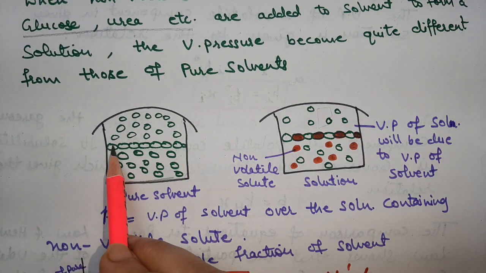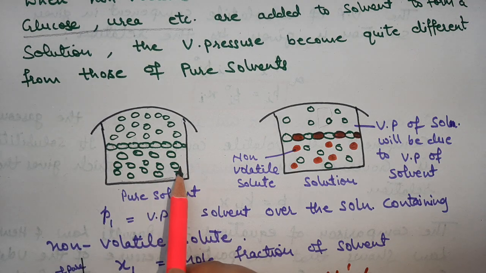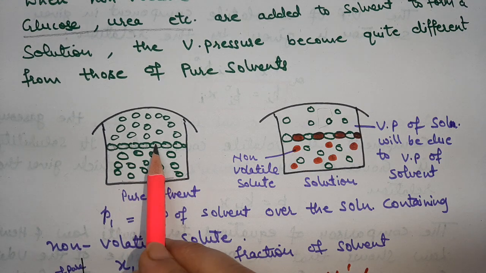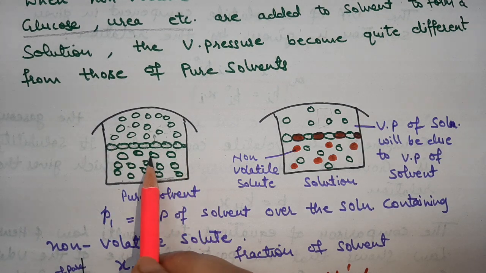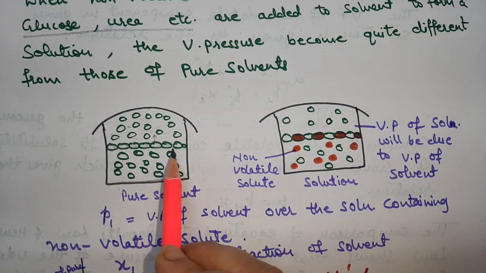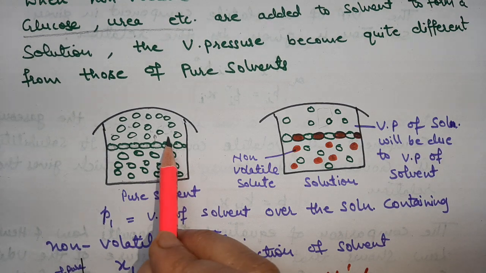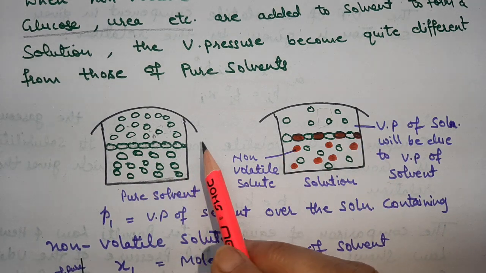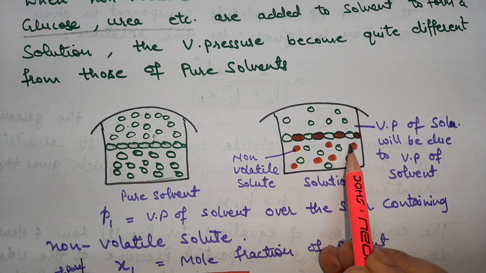You know that evaporation is a surface phenomenon. So for the solvent in the bulk, obviously the molecules present on the surface will leave the surface into the vapors, and they only form the vapors. The more the surface area, the more molecules will leave the surface and move to the vapor phase. Now if this is the pure solvent, we are adding the non-volatile solute here.